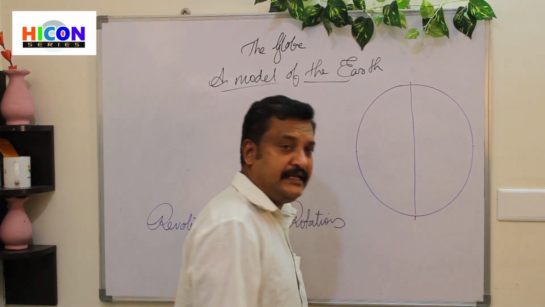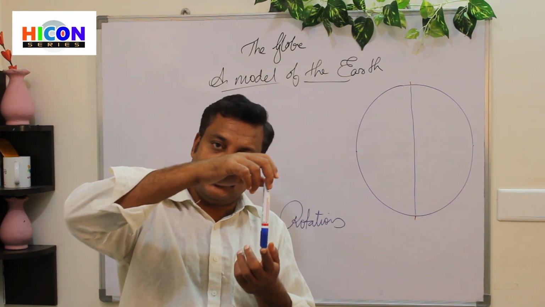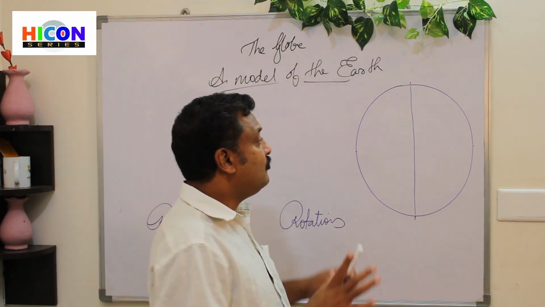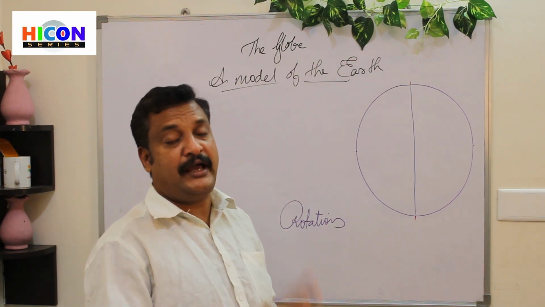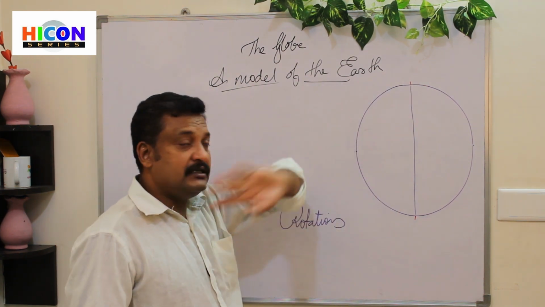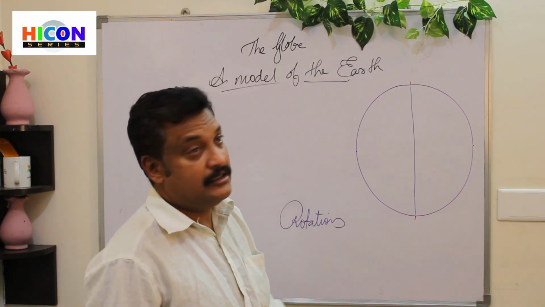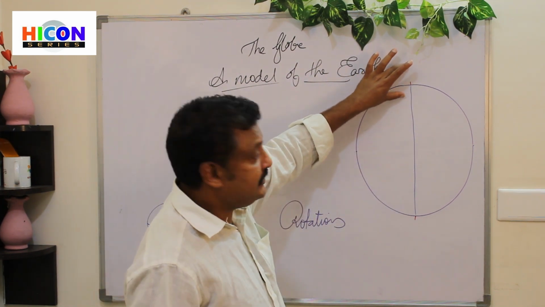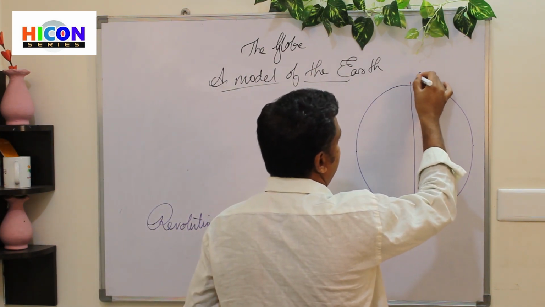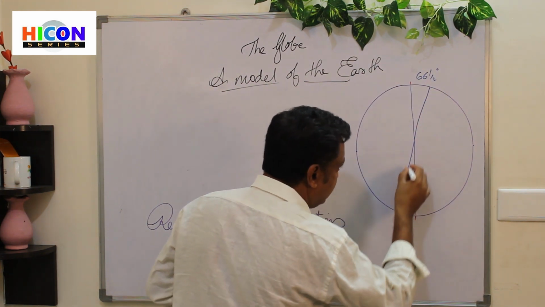There is an imaginary axis which passes through the north pole and the south pole, on which the earth rotates. The movement of the earth on its own axis is called a rotation. But as far as the earth is concerned, when it comes to the movement, rotation, we need to consider the north pole not exactly on the top, and it has a 66.5 degree angulation.